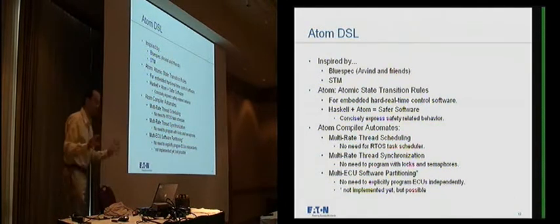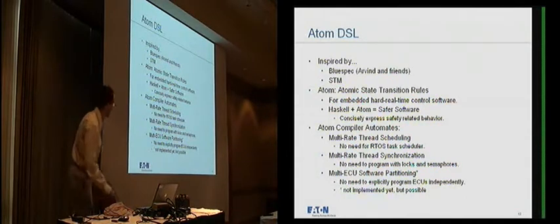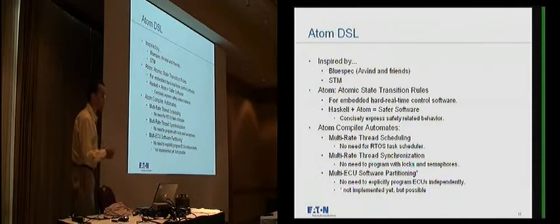But aside from all this nice, high-level, concise code, Atom actually does some stuff for us automatically. It allows us to do thread scheduling, multi-threaded, multi-rate programs, but do the scheduling at compile time as opposed to runtime. So we don't need an RTOS to do the task scheduling for us. But more importantly, it handles the thread synchronization. So we don't have to mess with locks and semaphores.